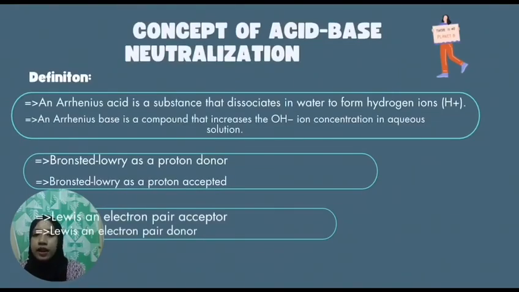Concept of acid-base neutralization. Definition. An Arrhenius acid is a substance that dissolves in water to form hydrogen ion H+. An Arrhenius base is a compound that increases the OH- ion concentration in aqueous solution. Bronsted-Lowry acid is a proton donor, Bronsted-Lowry base is a proton acceptor, Lewis acid is an electron pair acceptor, Lewis base is an electron pair donor.